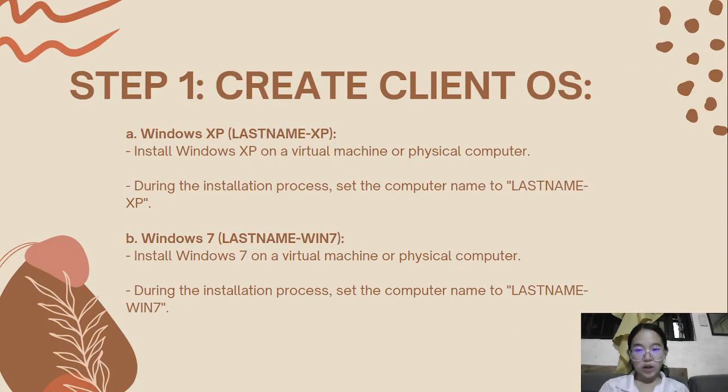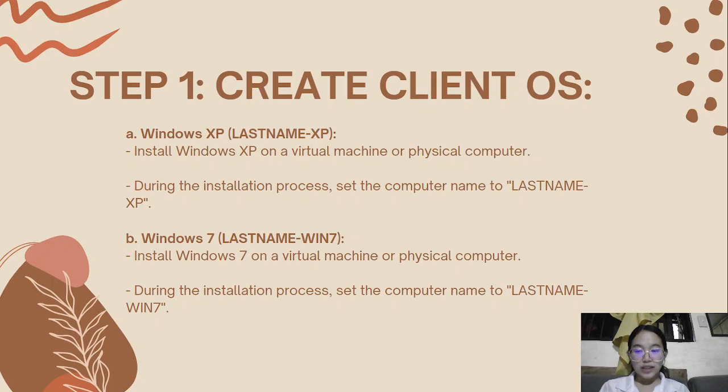So for step one, create client OS. Letter A, Windows XP, or last name XP. Install Windows XP on a virtual machine or physical computer. During the installation process, set the computer name to last name dash XP.